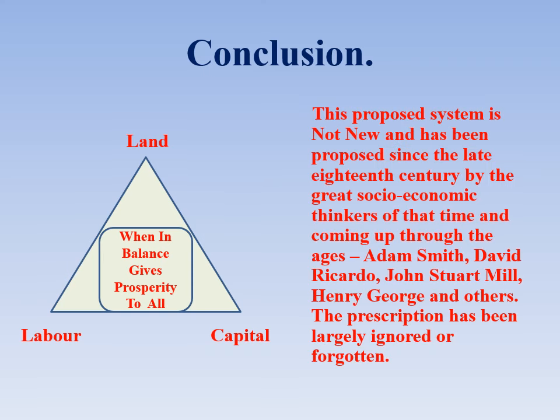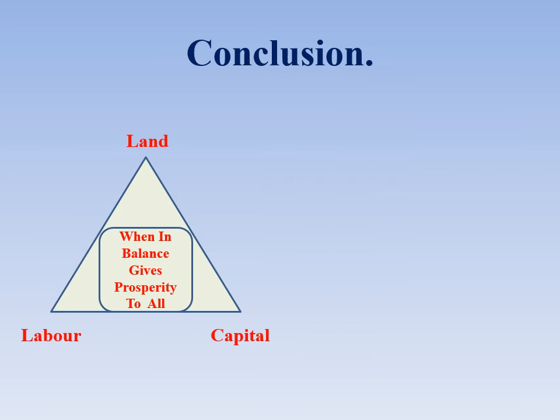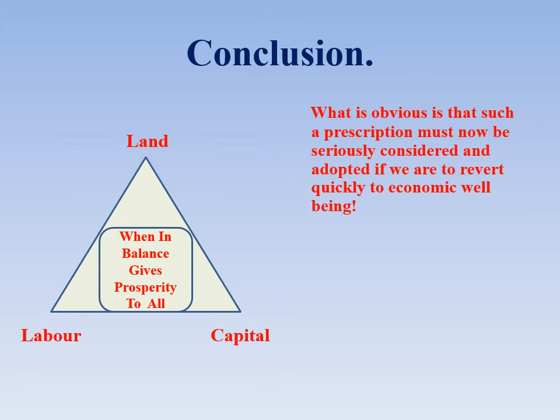Conclusion. This proposed system is not new and has been proposed since the late 18th century by the great socio-economic thinkers of that time and coming up through the ages: Adam Smith, David Ricardo, John Stuart Mill, Henry George, and others. The prescription has been largely ignored or forgotten. What is obvious is that such a prescription must now be seriously considered and adopted if we are to revert quickly to economic well-being.